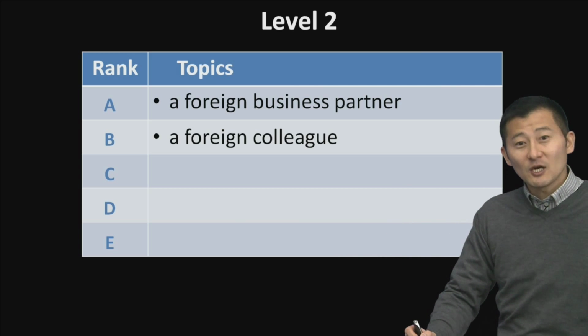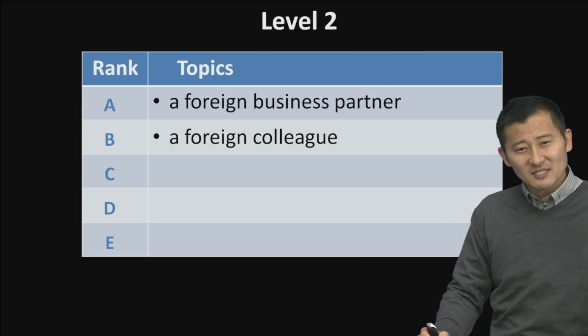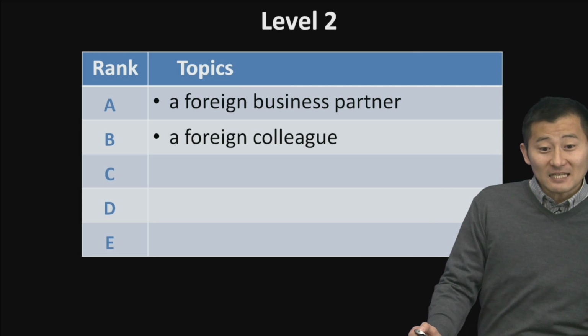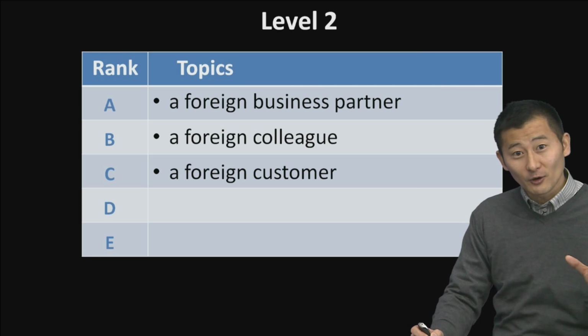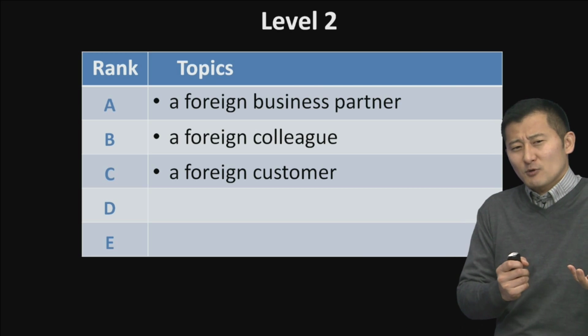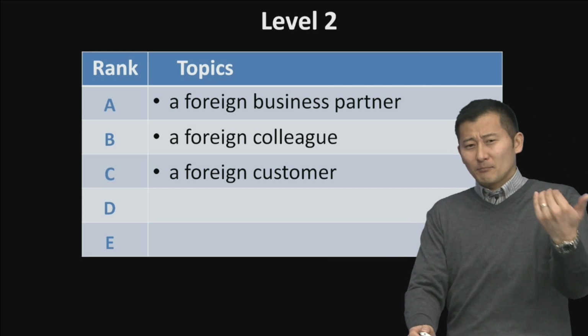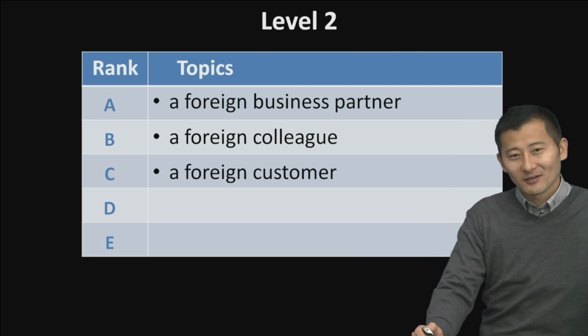You'll learn how to greet them, how to make small talk with them, how to make a request, those sort of things. And in Rank C, we will learn how to communicate with a foreign customer. So a customer has a request, you have to make a proposal, they have a complaint, you have to follow up. All these things we'll learn here.